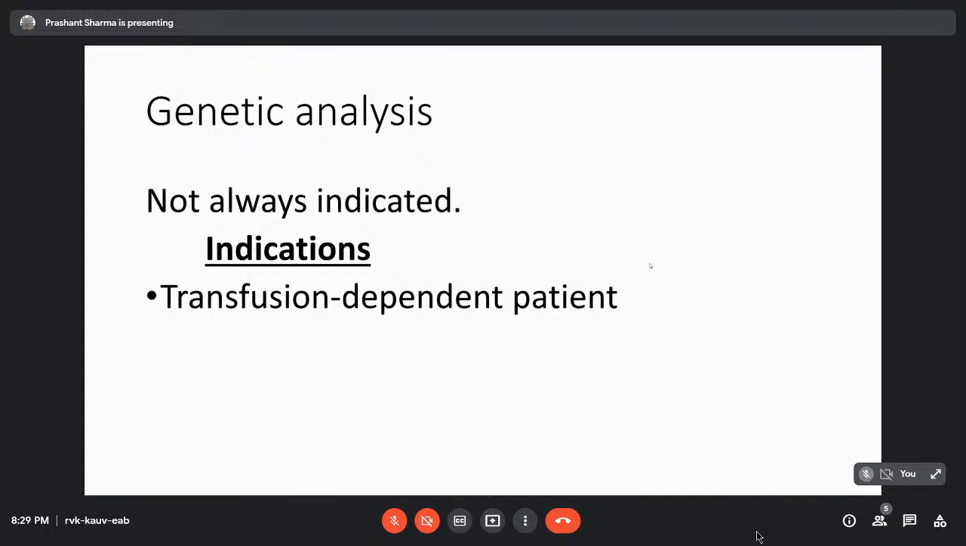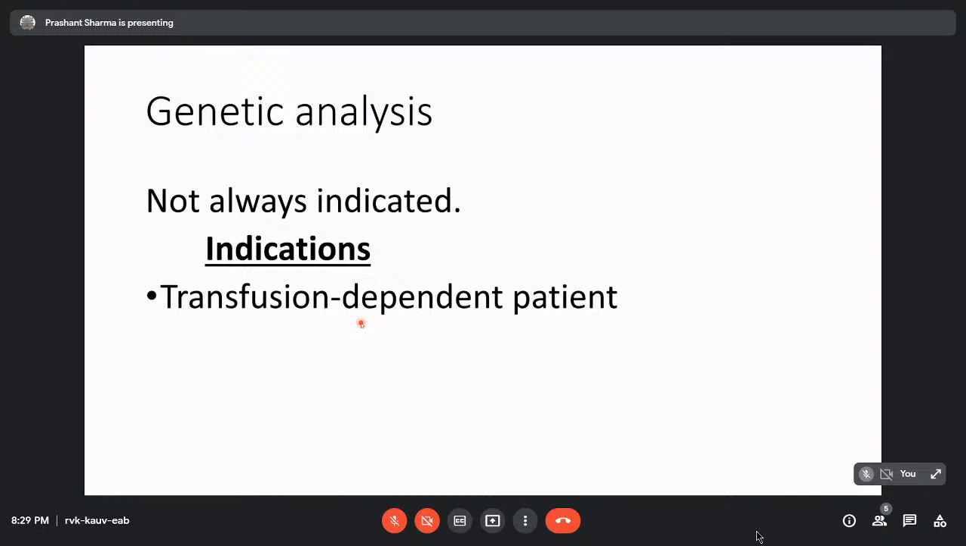So you have a child who, by the time he or she is referred to you, is 1.5 years of age. They are on their 6th transfusion and they are not going to ever go off transfusions. Both their parents are beta thalassemia trait. So you want to confirm whether they are thal major, and for that you need to do a DNA analysis.